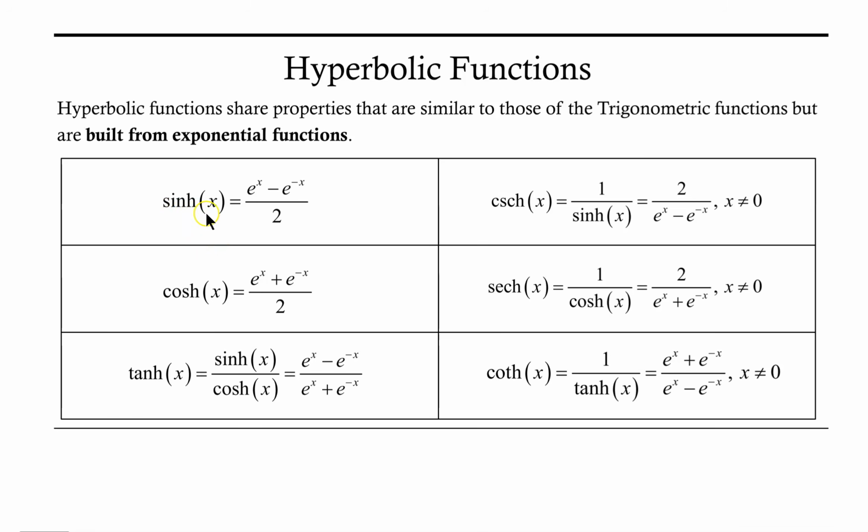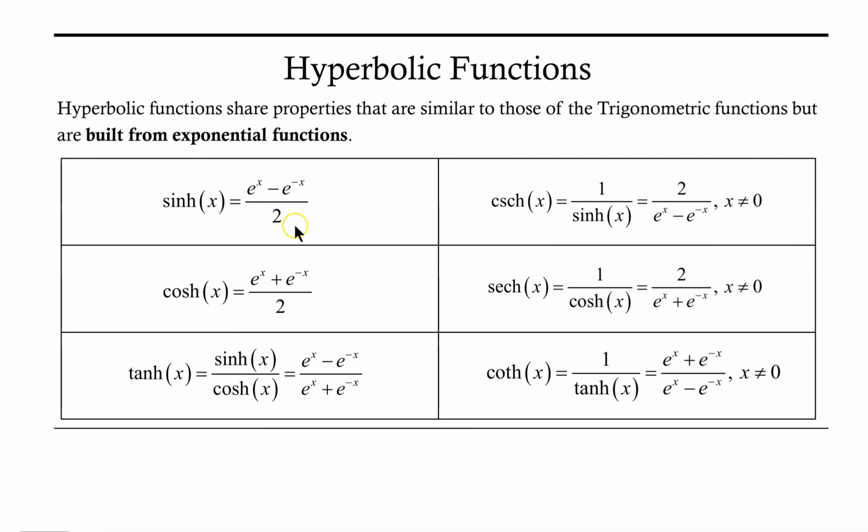We have the hyperbolic sine, often referred to as sinh. We've got the hyperbolic cosine, often referred to as cosh, the hyperbolic tangent, tanh, cosecant hyperbolic, csch, hyperbolic secant, sech, and hyperbolic cotangent, coth.